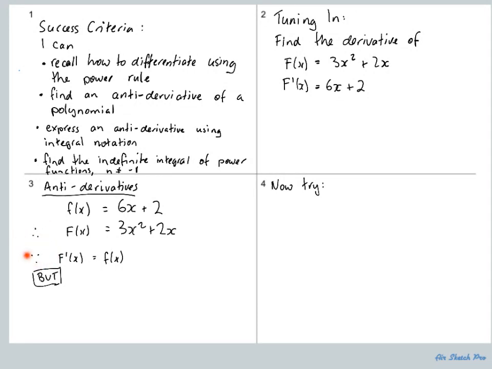I'm sure you know that. That one means because. Okay, f of x equals 6x plus 2. Big F of x equals 3x squared plus 2x because big F dash of x equals little f of x. Wow, it sounds confusing, doesn't it? But you can see by the letters being used there what I'm talking about. I wonder what I'm going to write under the but there. Anyone got any sense of what the but might be?